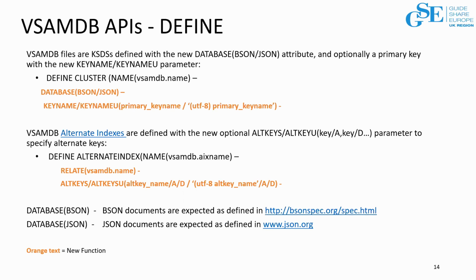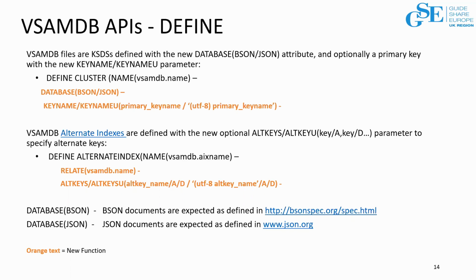So the first one we talked about is define. It's very, very simple, very straightforward. If you want to define one of these new types of databases, there's just a brand new parameter to say, hey, this is a database, tell me if it's BSON or JSON. And then if you want to define a primary key, you can do so, and you can pass it to us in EBCDIC, the standard way you do today, or you can pass it to us in UTF-8. So we'll take either. If you pass it to us in EBCDIC, we'll convert it to UTF-8 before we store it.